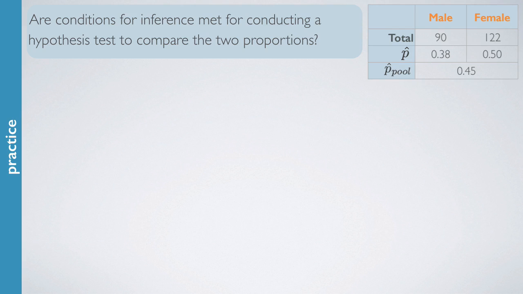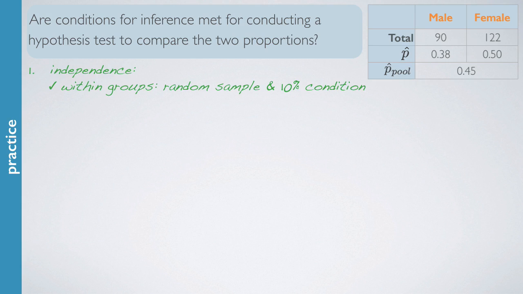Let's take a look real quick then. Are conditions for inference met for conducting a hypothesis test to compare the two proportions here? In terms of the condition of independence, within group independence, we have a random sample and the 10% condition is met. 90 and 122 are obviously less than 10% of all males and females.